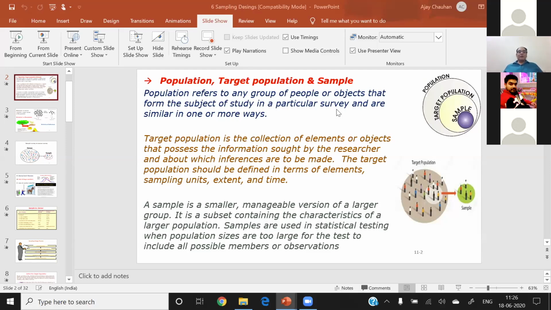The full form of KMO is Kaiser-Meyer-Olkin criteria. This you will not understand, so you can leave it. Now you can type in Google and find out the formula. Okay.